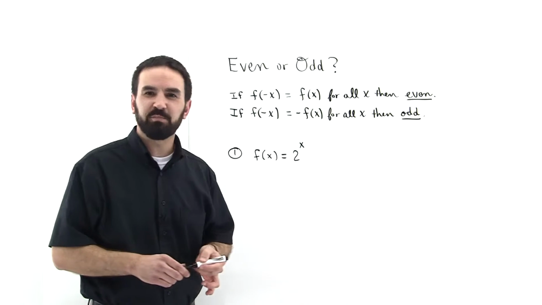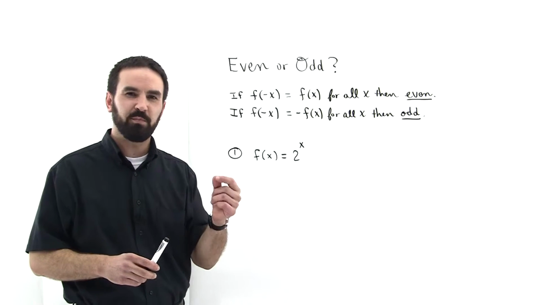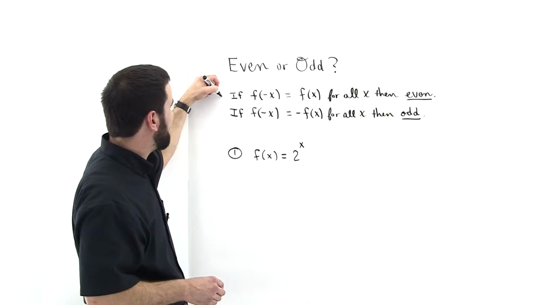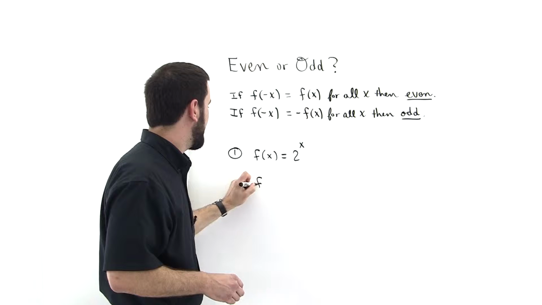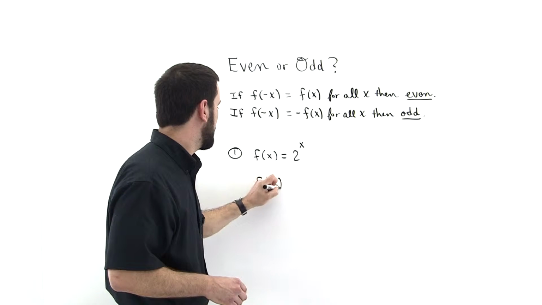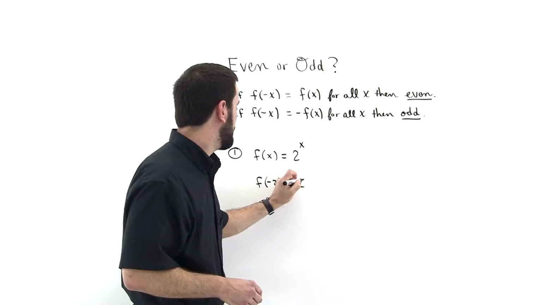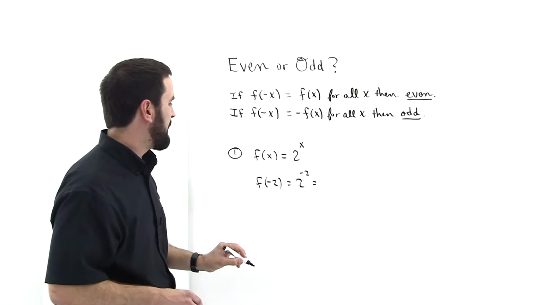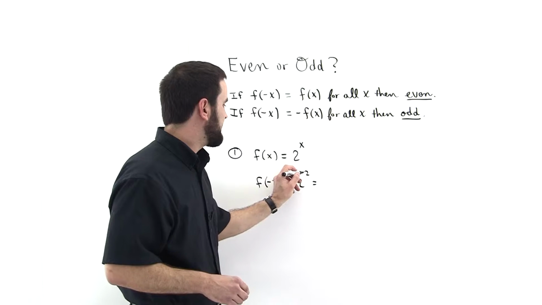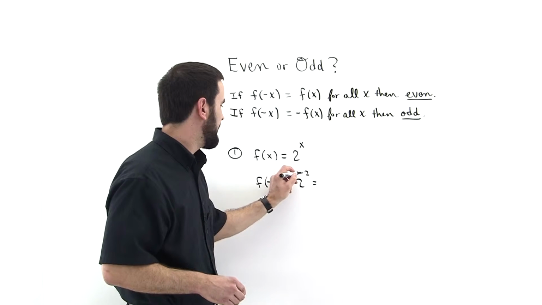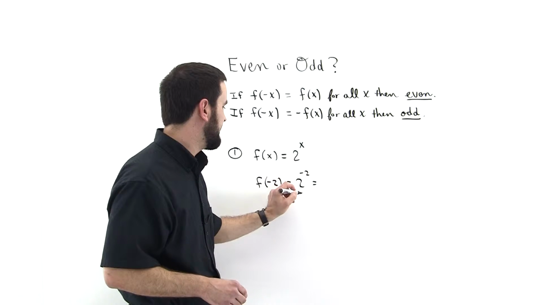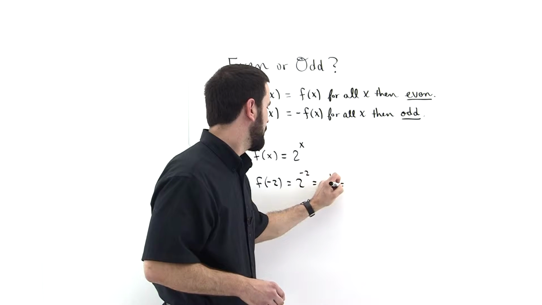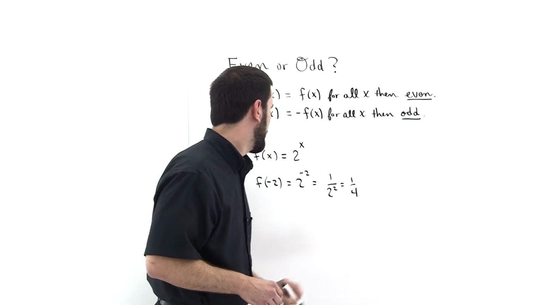So let's pick a test point of 2. So our test point is positive 2. For this even condition, we need to test f of negative 2 equals 2 raised to the minus 2 power. We remember from our rules for powers that this negative 2 will bring this entire thing down into the denominator so that it will become 1 over 2 squared, which is equal to 1/4.